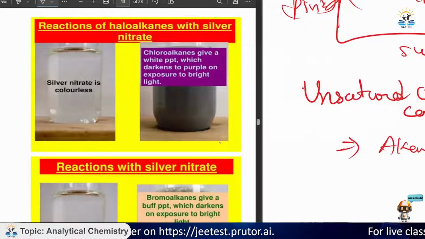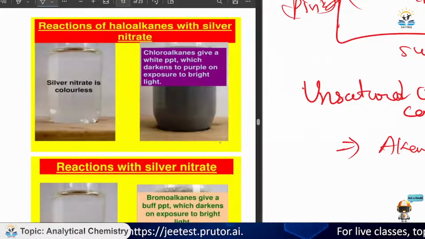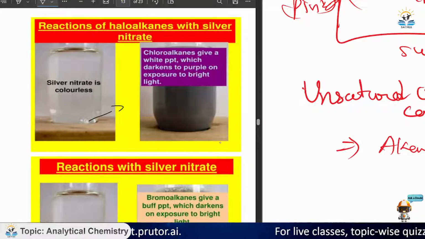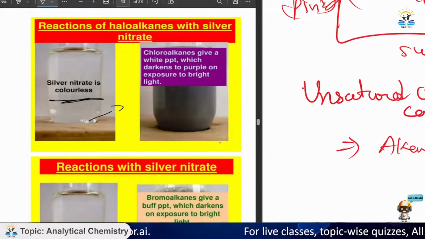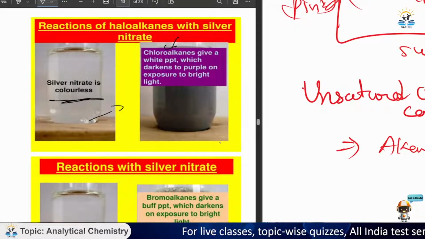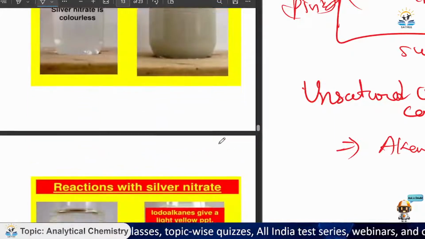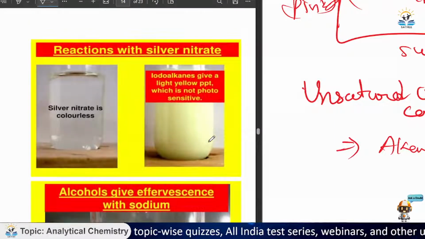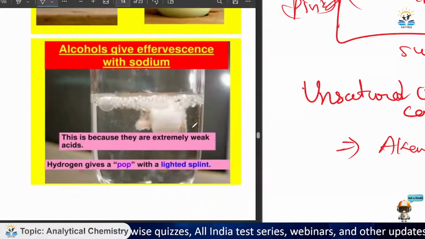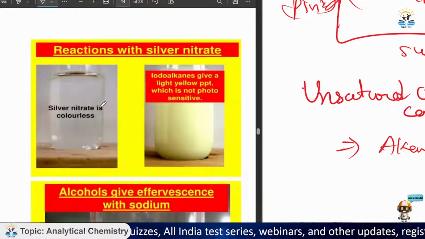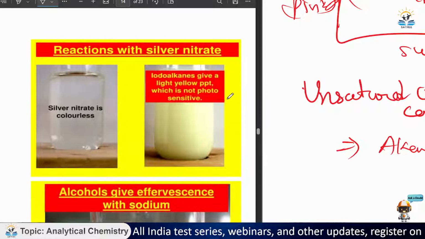Here a haloalkane comes. On reacting a haloalkane with silver nitrate, it will give a colorless solution, but with chloroalkanes there will be a dark precipitate, which will come on exposure to bright light. These are some more reactions you can see. I've just taken them to show you how chemical reactions on organic compounds take place.